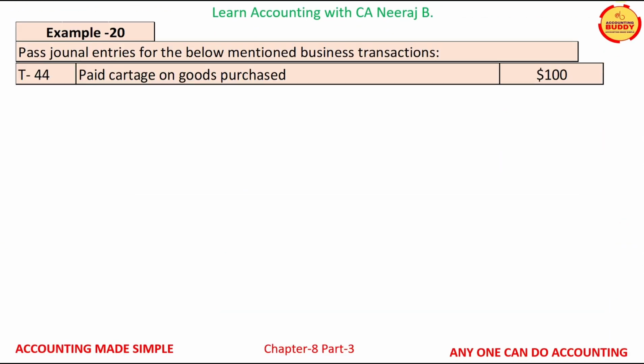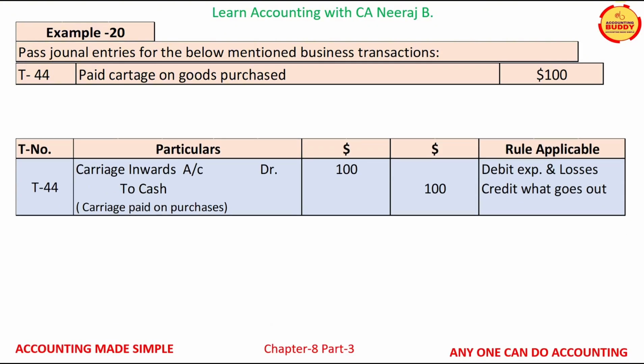Transaction T44 is carriage of $100 paid for goods purchased. The accounts which are affected by this transaction are carriage inward account and cash account. Carriage inward, being the business expense, is debited as per nominal account rule of debit all expenses and losses. Cash is a real account, and the rule of real account is credit what goes out. Therefore, this transaction is recorded for $100 by debiting carriage inward account and crediting cash account.